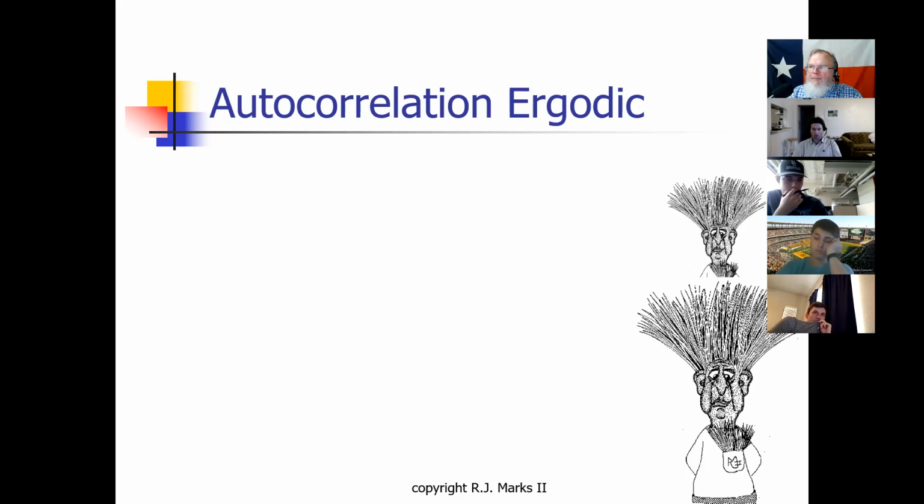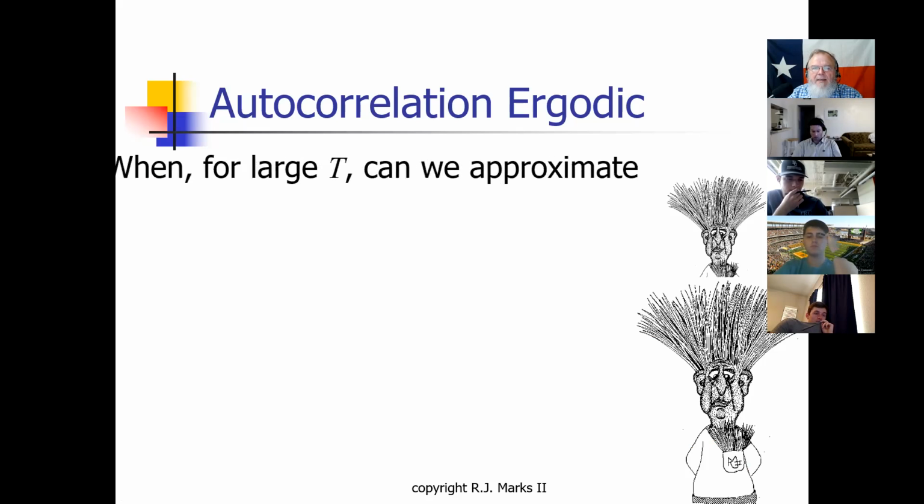Let's look at what would happen if we wanted to do autocorrelation ergodic. In other words, can we look at one instantiation of the stochastic process and determine whether it is autocorrelation ergodic? We can get autocorrelation ergodicity from an ensemble average. Can we do it with a stochastic process? And the answer is not always. We have to have a criterion, just like we did before with the mean. And what is that criterion?